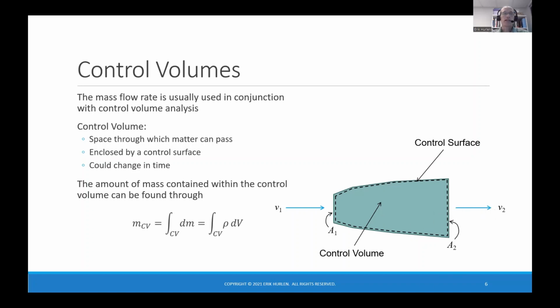The amount of mass contained within the control volume at any time can be found using this equation. The mass of my control volume, m_CV, is the integral over the control volume itself of every incremental element of mass dm, which can be converted to density rho times the elemental volume dV.